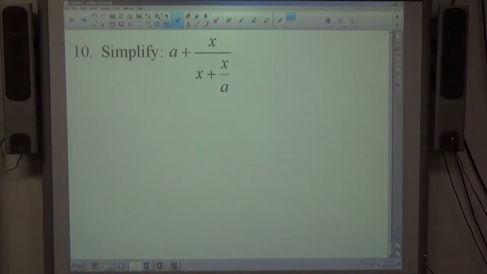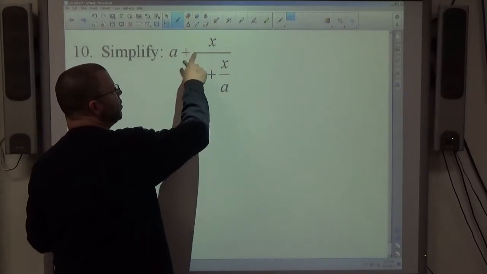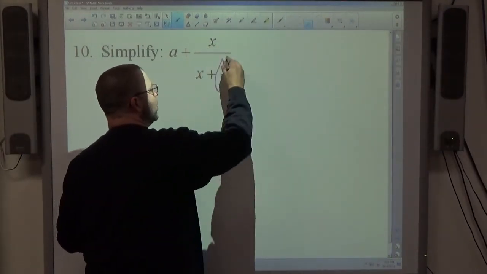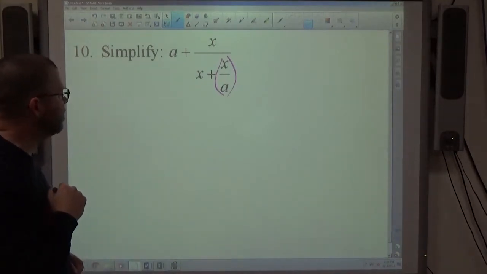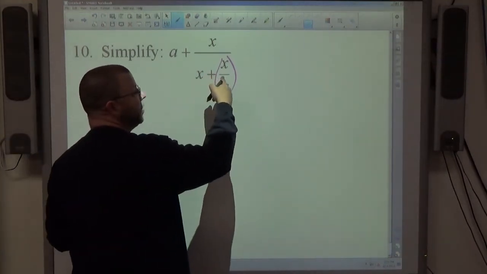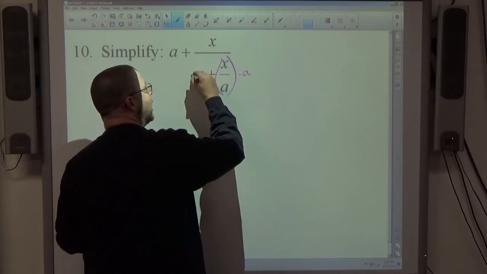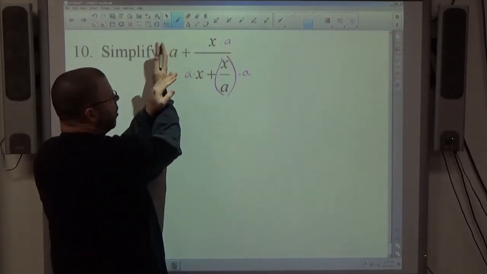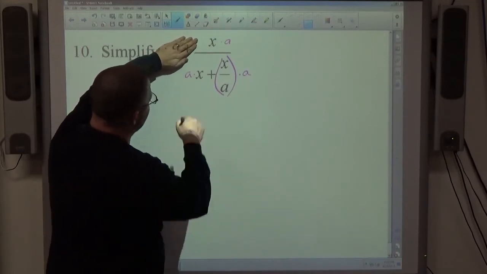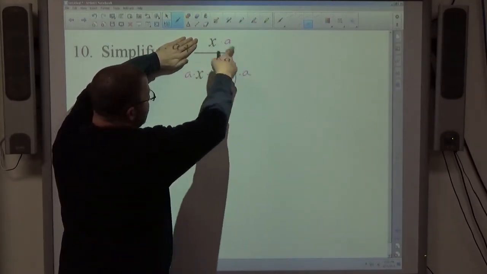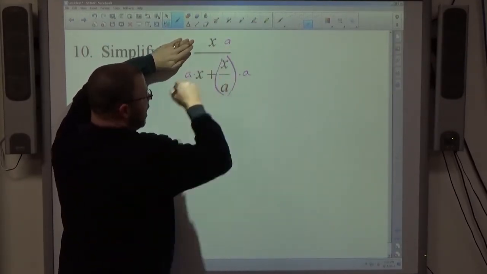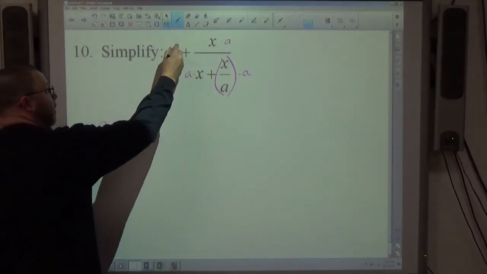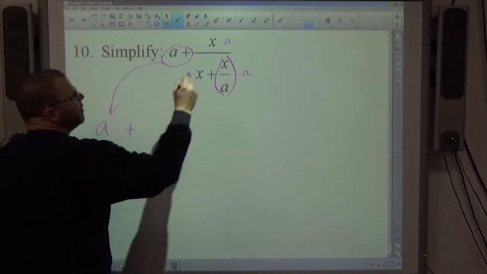Number 10, simplify. I can't simplify this addition of fractions until I make this second fraction into a simple fraction. I can't have a fraction inside a fraction. This is the only fraction doing that, so times a times a times a, all within this fraction. This is all by itself. This a plus doesn't matter. So a times the 3 pieces of fraction that contain the fraction inside of it. So I'm going to keep this a plus out in front, so that's that.